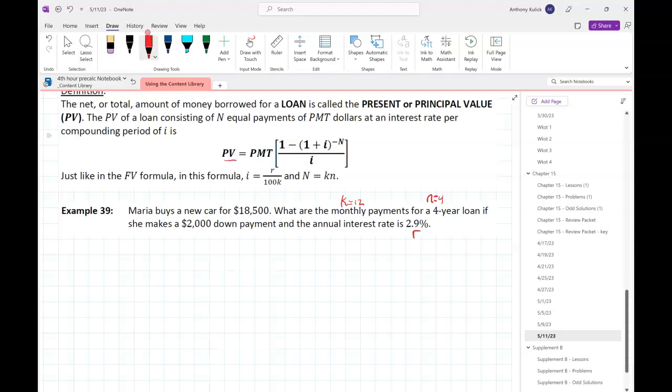The piece that I don't have yet is the PV, right? Which is the amount of money that I've borrowed. How much money is Maria planning on borrowing? The car costs $18,500, and we're going to make a $2,000 down payment. So everything left over is what we need to borrow. Everybody okay with that idea? The PMT is what we're solving for.